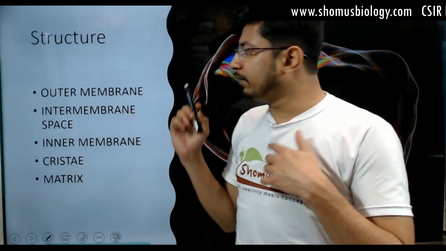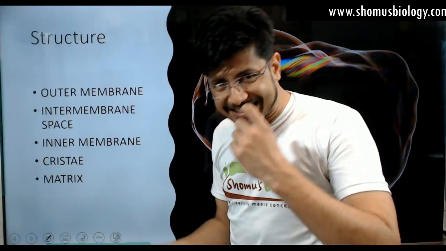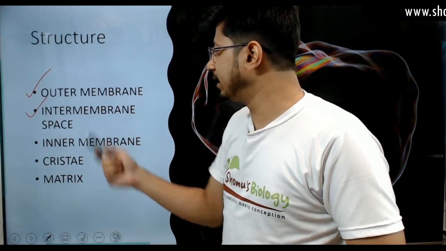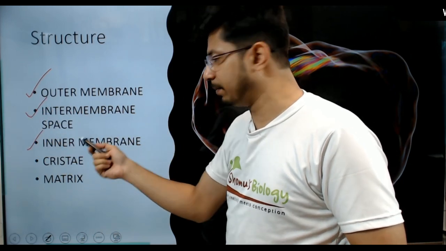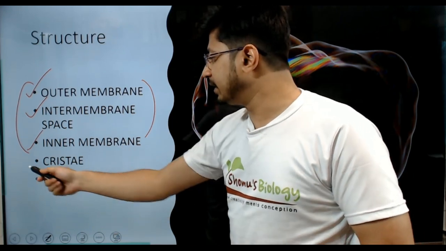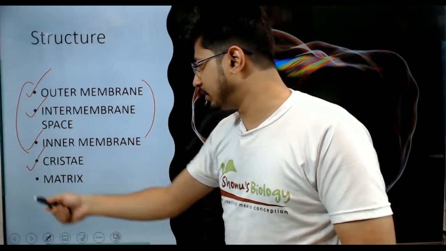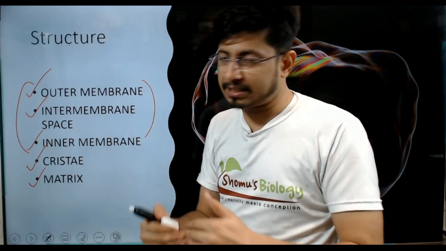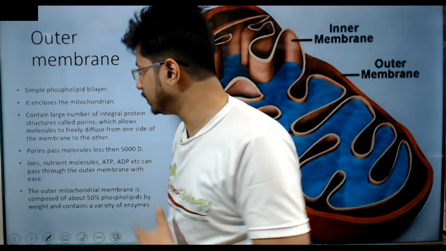Now, if we talk about the structures, what structures are we going to talk about? The outer membrane, the inner membrane, the intermembrane space. So basically the membrane or envelope of mitochondria, then cristae, the infolds of mitochondria, and the matrix, the actual place where all the enzymes are present inside of the mitochondria. These are the things that we'll discuss.